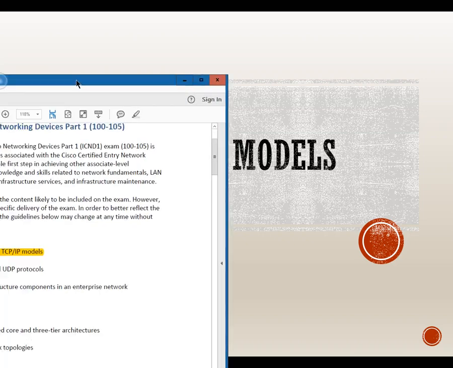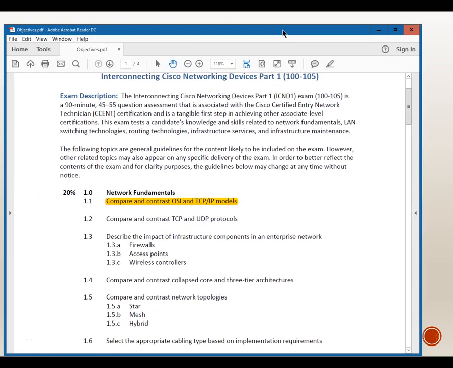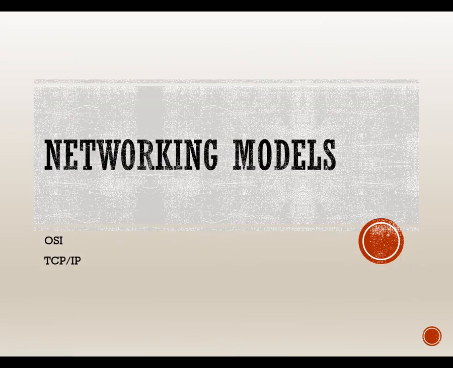Let me drag the objectives over here, interconnecting, and this one is 1.1 compare and contrast OSI and TCP/IP models. We're probably going to have to break this one up into two sections. I'm going to try to limit everything to around 20-25 minutes so that you don't get too bored as you try to watch these things.